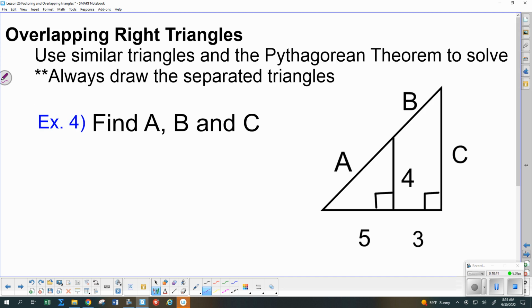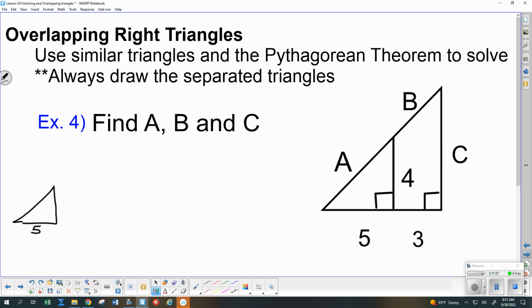All right. So once again, we have two triangles that overlap. Because these are right triangles, they're going to be similar triangles. Let's start out with drawing our separated pictures, just like we did the other day when we had triangles that overlapped like this.